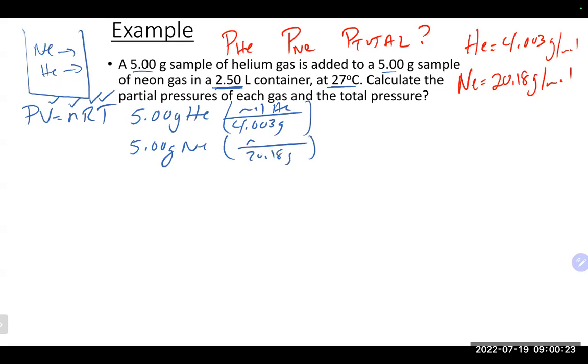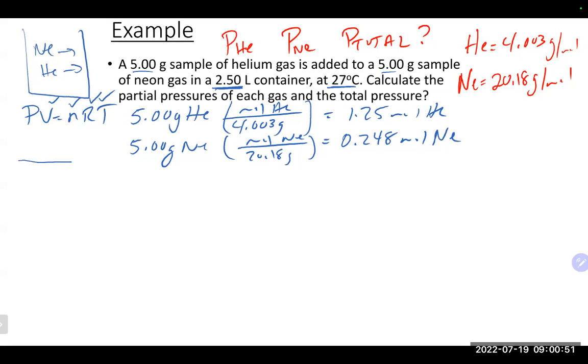2018 grams per mole. That gives us for helium, in terms of moles, 4.003, which would be, we'll call it, 1.25 moles of helium, and 0.248 moles of neon. That's really going to be the only difference between the two calculations, the moles of each of these.